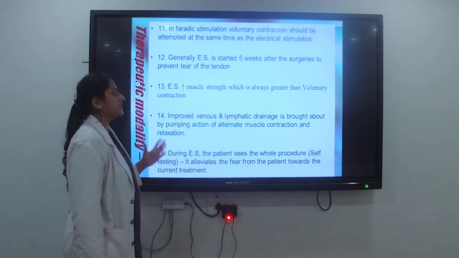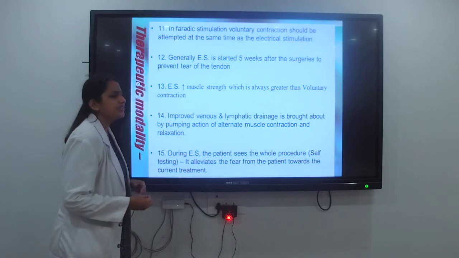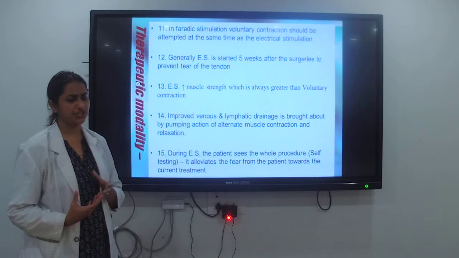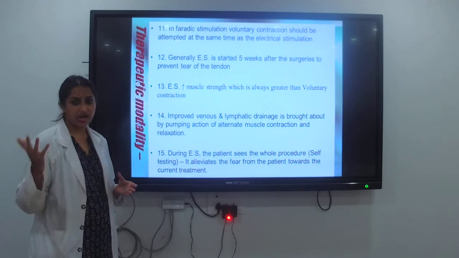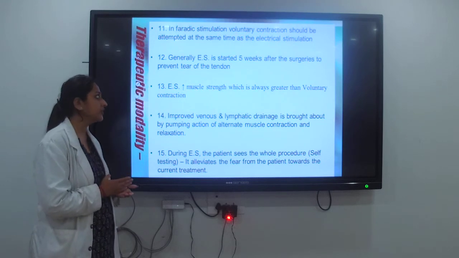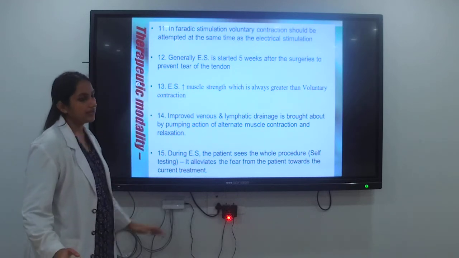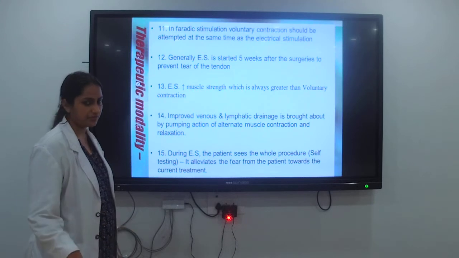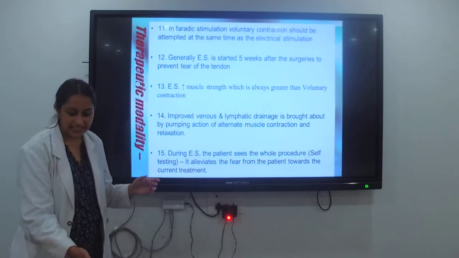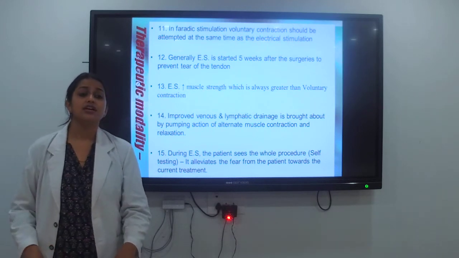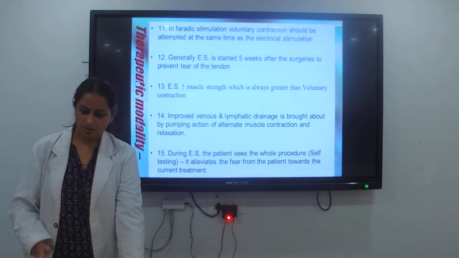Generally, electrical stimulator is started 5 weeks after the surgeries to prevent the wear of tendon. So whatever Faradic re-education or for whatever pathological reasoning or whatever therapeutic effect you are giving electrical stimulator for, you people just need to remember that it is given after 5 weeks of any type of surgery. It is not given immediately. Why? Because the healing time is there. Right? You cannot just give the electrical stimulator immediately.